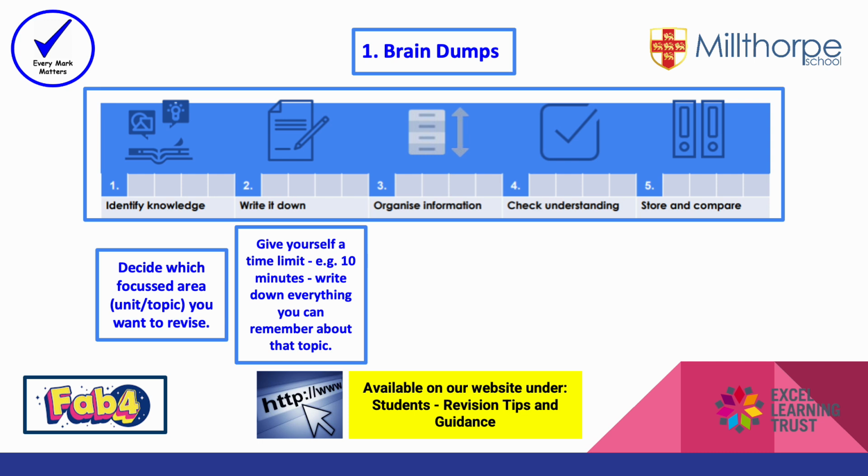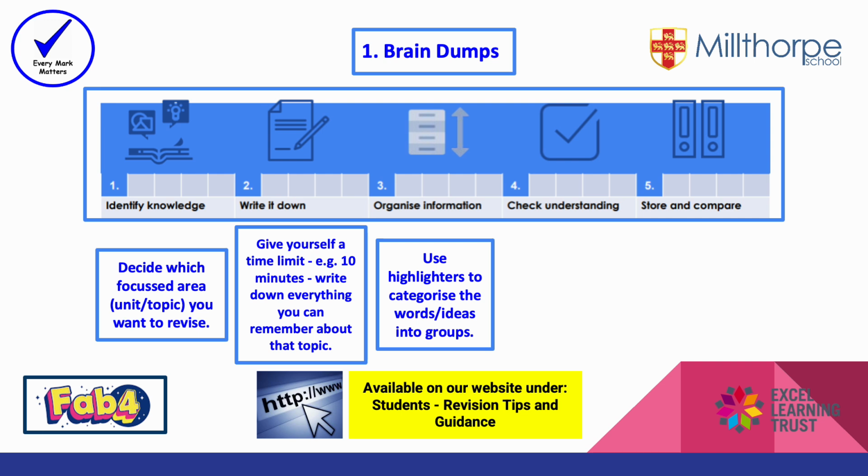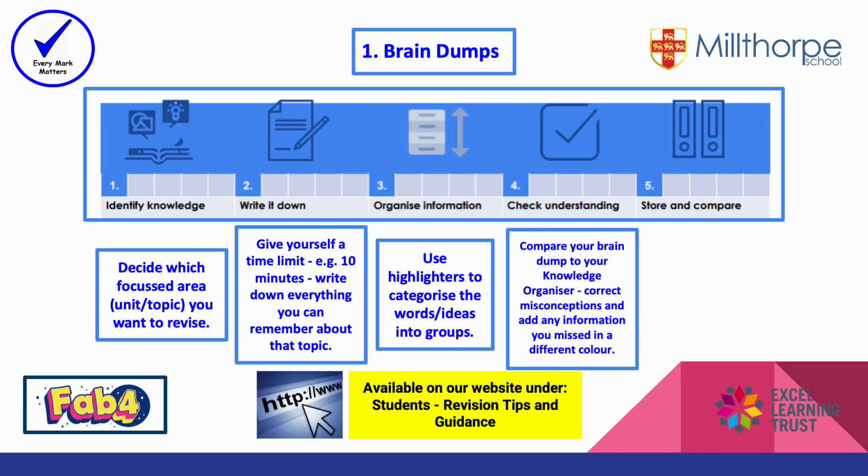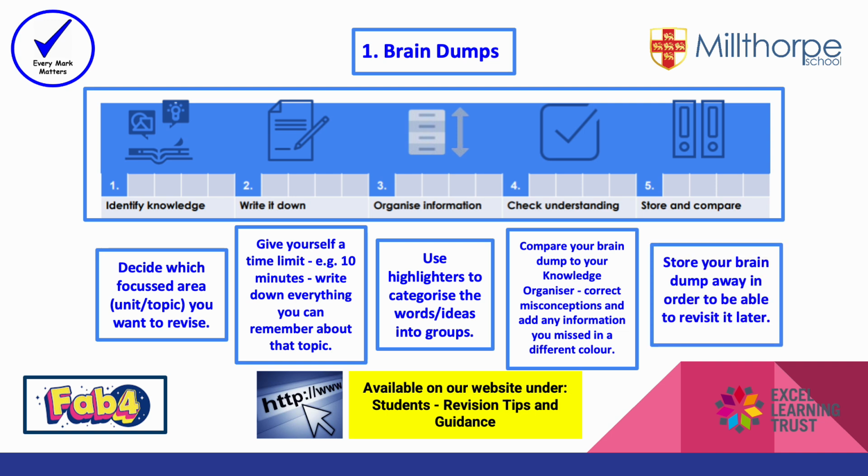You give yourself a time limit, for example 10 minutes, and write down everything that you can remember about that topic. You then use highlighters to categorise the words or ideas into groups. Compare your brain dump to your knowledge organiser, correct misconceptions and add any information you missed in a different colour, before then storing your brain dump away in order to be able to revisit it later.